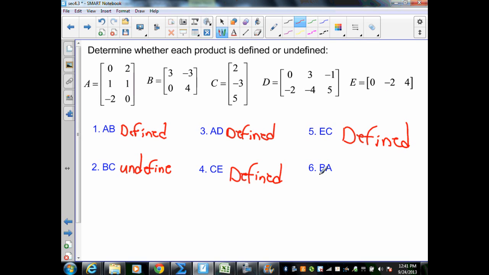Number 6, B has 2 columns. A has 3 rows. The values do not match. Therefore, the product is undefined.